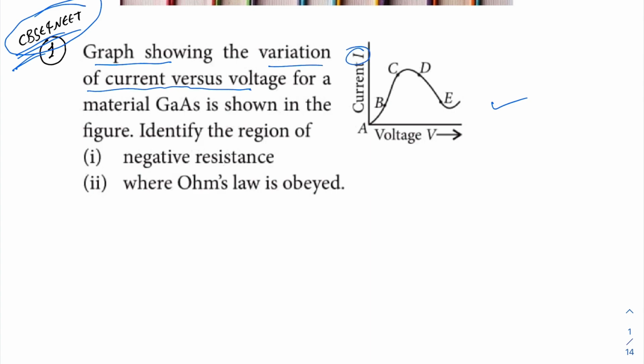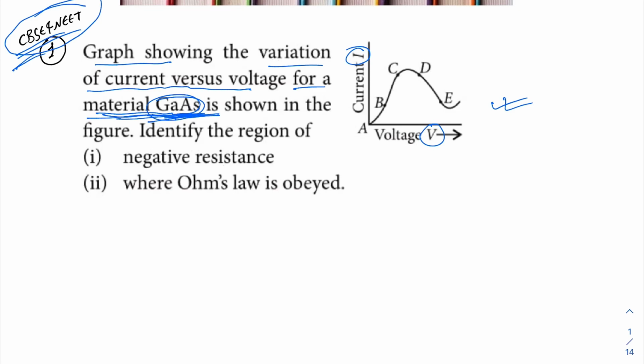Current versus voltage for a material, gallium arsenide, is shown in the figure. Identify the region. Now we have seen these characteristics of gallium arsenide in the previous lecture. You can check that one. I already told that gallium arsenide is a semiconductor device, and its characteristics are like this.